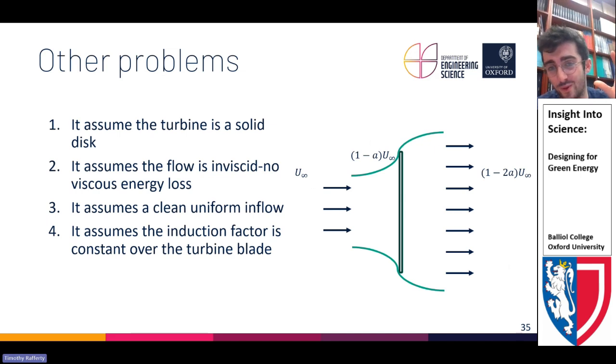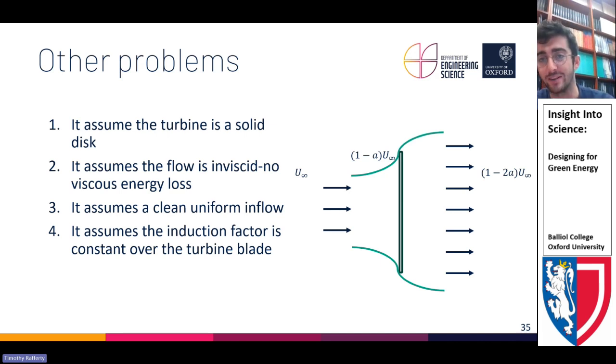And I've written down some other problems. So this is a classic one. We assumed it was a solid disk, that the resistance it presented to the flow was continuous. It is not continuous in reality. The flow will not act like that. It won't recover in the same way. We assumed it was inviscid. We didn't have any viscosity terms in there.